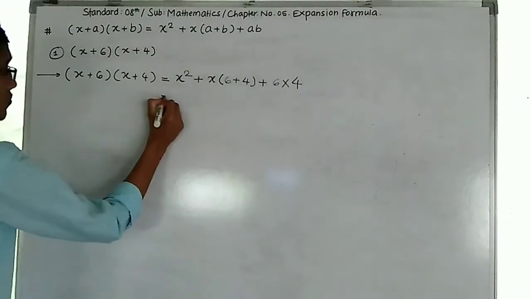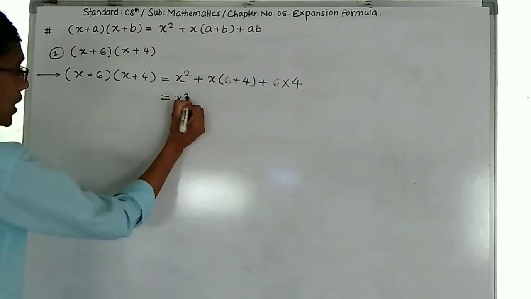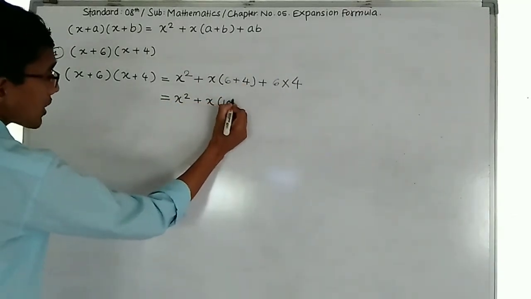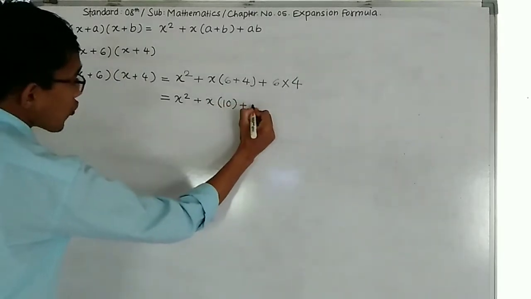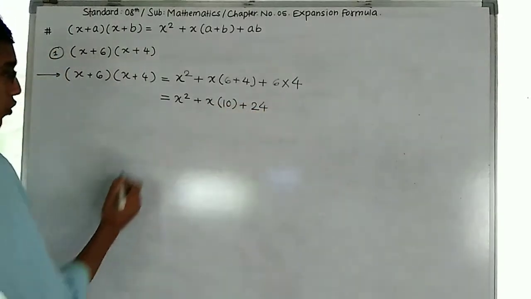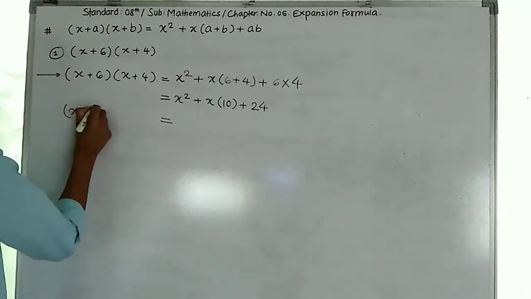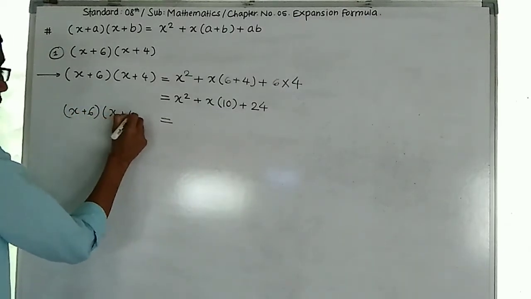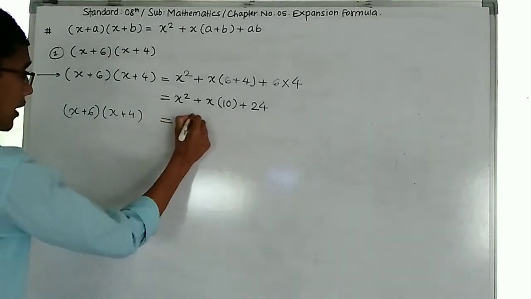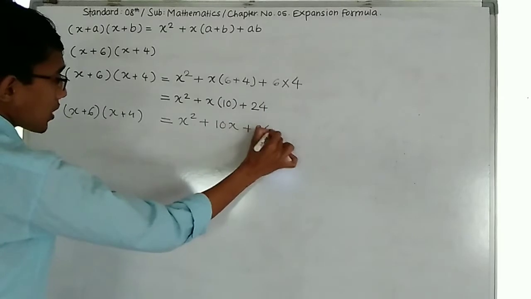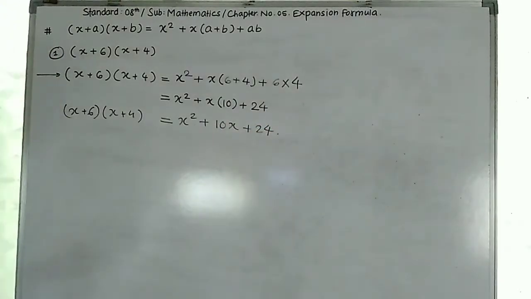Now x square as it is, x as it is, 6 plus 4 is nothing but 10, and 6 into 4 is nothing but 24. Therefore, we got the expansion of x plus 6, x plus 4 is equal to x square plus 10x plus 24. Okay, so this is the first sub question that we have solved.